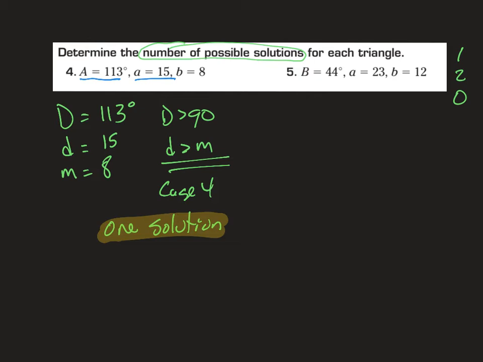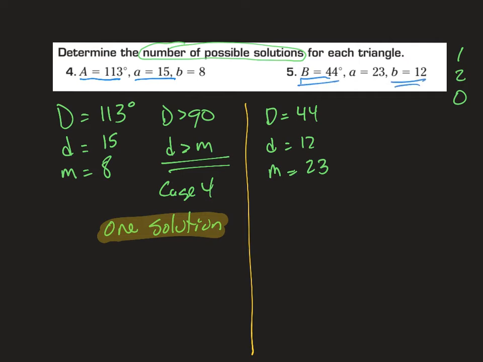Okay, now let's tackle this one and see if we can make sense of this thing based on our new strategy. Again, the first thing I recommend you do is assign capital D, lowercase d, and lowercase m, because that's what our cases are written out as in our notes. For us, D is 44, B is across from angle B, so this d is 12, and m is 23. Remember, capital D and lowercase d have to be across from each other, so that's these two.